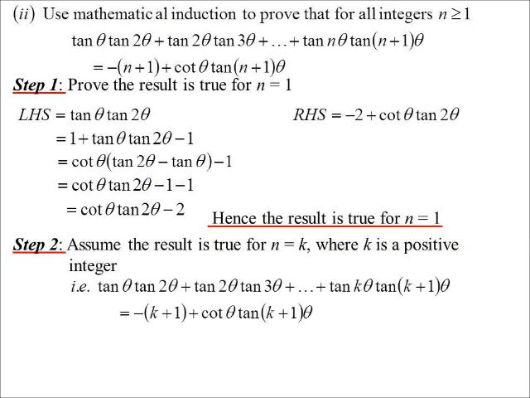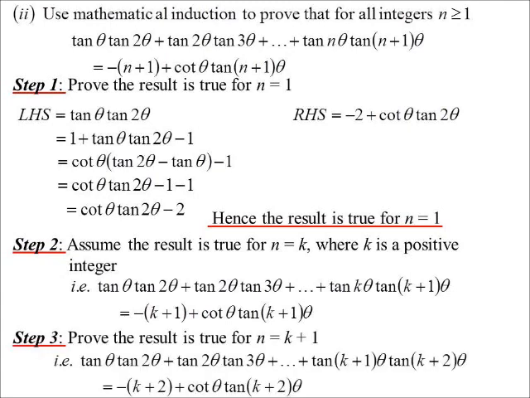So for n equals k, we want to prove for k plus 1. So everywhere I see an n, I'm going to replace it with a k plus 1. There's the beautiful expression we're going to try and prove. Our right-hand side becomes minus k plus 2 plus cot theta tan of k plus 2 theta. Well, let's do our proof.